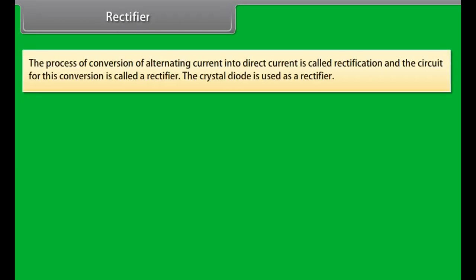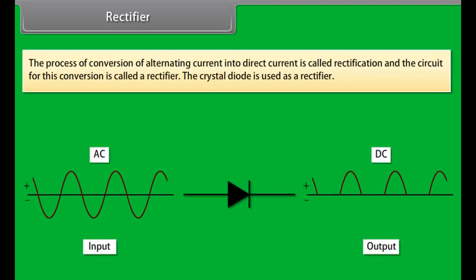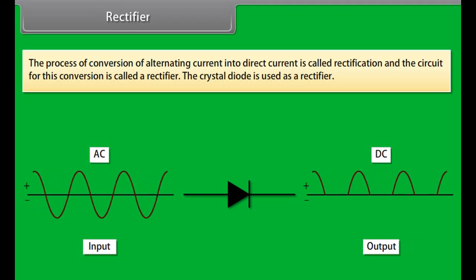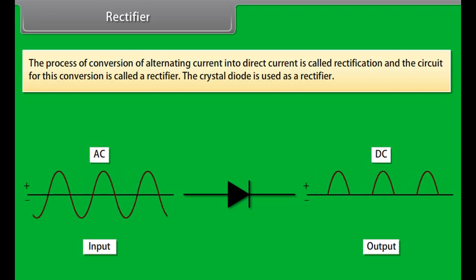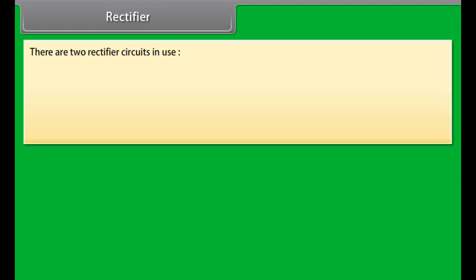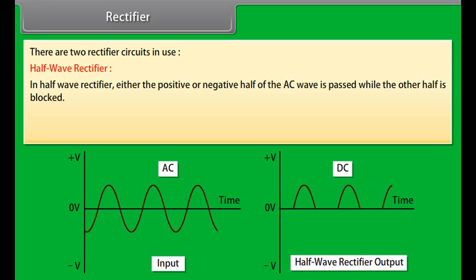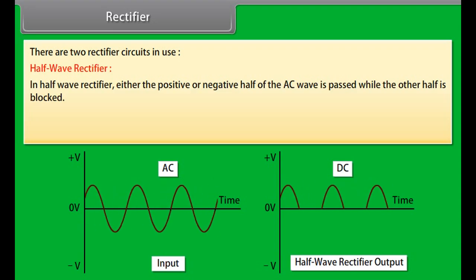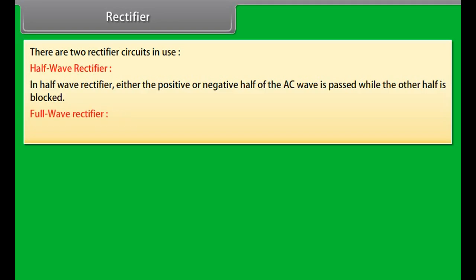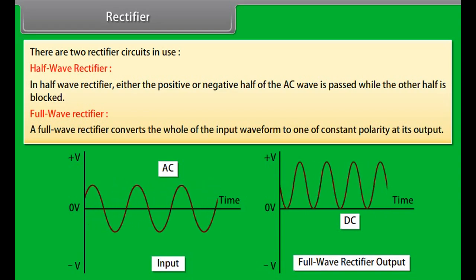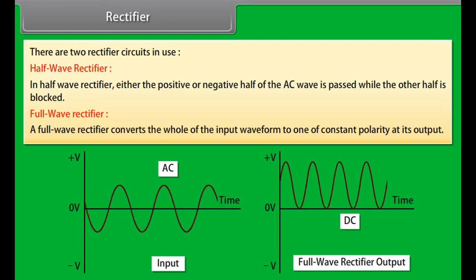Rectifier. The process of conversion of alternating current into direct current is called rectification, and the circuit for this conversion is called a rectifier. The crystal diode is used as a rectifier. There are two rectifier circuits in use. Half-wave rectifier: in a half-wave rectifier, either the positive or negative half of the AC wave is passed while the other half is blocked. Full-wave rectifier: a full-wave rectifier converts the whole of the input waveform to one of constant polarity at its output.